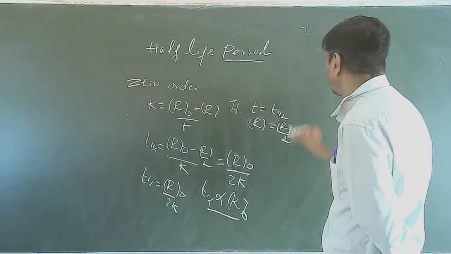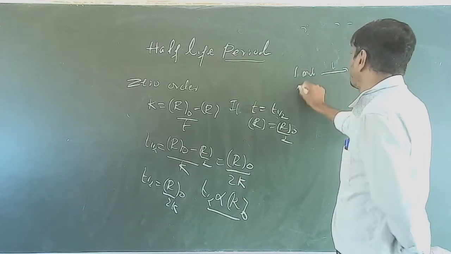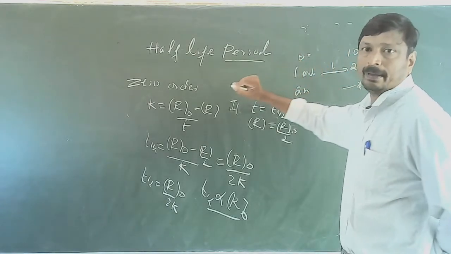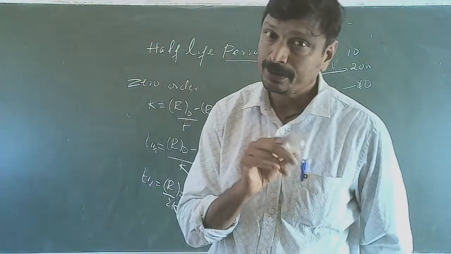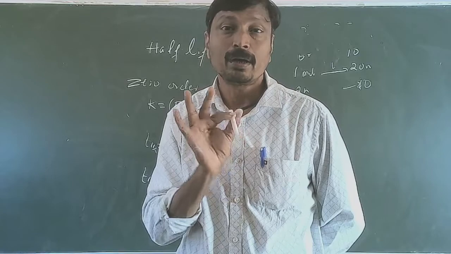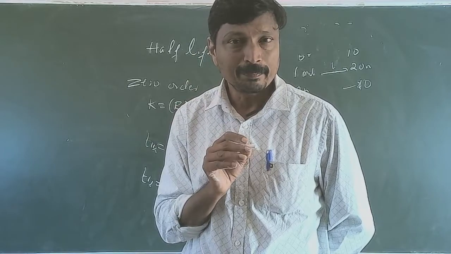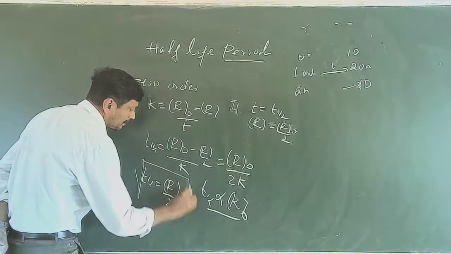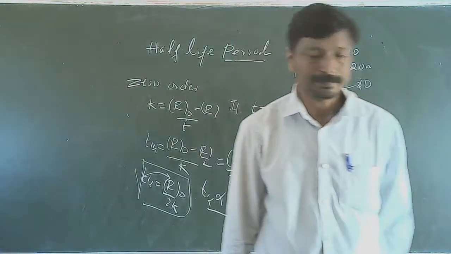That is, suppose you have 1 mole, its half-life period is 20 minutes. If it is 2 mole, half-life period is 40 minutes. If it is 0.5 mole, its half-life period is 10 minutes. Half-life period is directly proportional to initial concentration of the reactant for zero order reaction. See, if you measure the half-life period, you can find out its order also. This is one of the methods. For zero order reaction, what is the half-life period? T half is equal to R naught divided by 2K. Here it shows T half is directly proportional to initial concentration of the reactant.